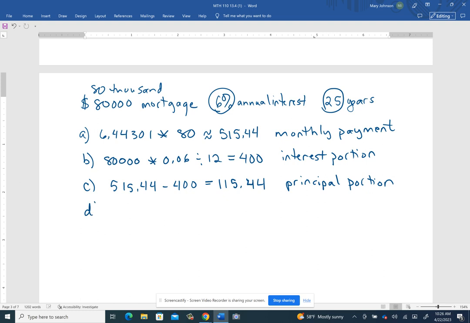All right. So that means if that goes towards paying off my loan, that rather than owing $80,000, after I make my first payment, I can subtract that from $80,000, and that tells me what my new balance would be. That's my new loan balance, the new principal. Okay. So then we start the process over again.